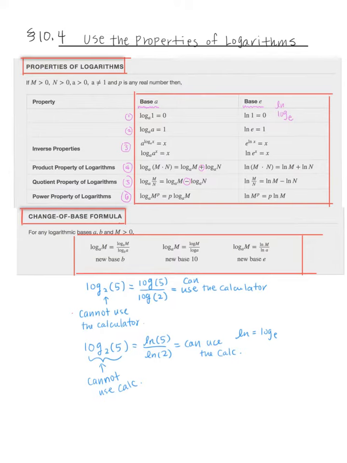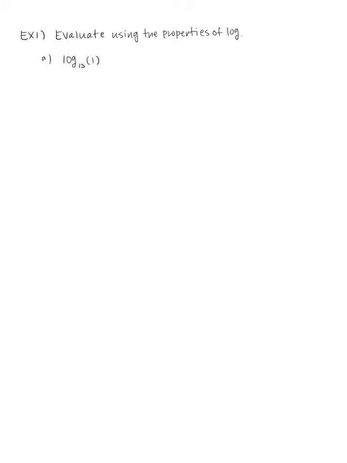So let's get started. Alright, example 1, evaluate using the properties of log. Part A, log base 13 of 1. If you wrote all the properties down on a piece of paper or flashcard, get those out and use those until you get the hang of it. What will be the answer? Which property can we use? Can we not use property number 1? Remember, property number 1 says that log base a of 1 is always going to be 0, no matter what the base a is. So in this case, our answer is just 0.